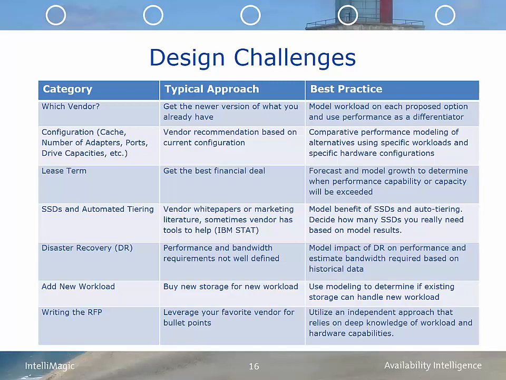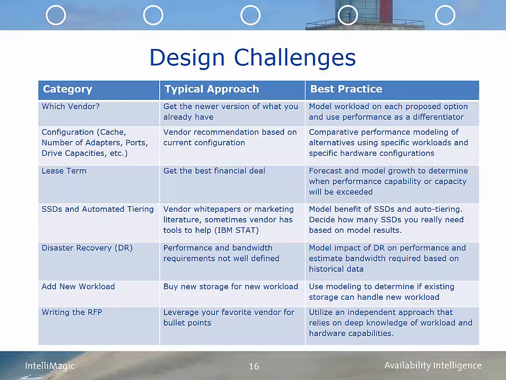In terms of SSDs and automated tiering, do you just look at the vendor white papers and blogs, or do you have tools to help you understand it? Some vendors do, but if they don't, modeling the benefits of SSD and auto tiering is an excellent way to help you decide the optimal configuration.